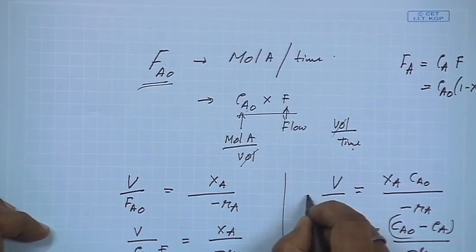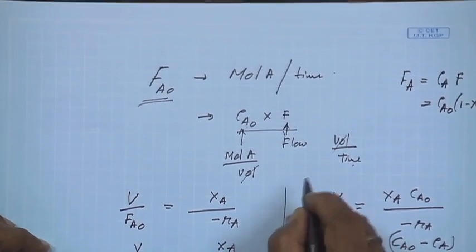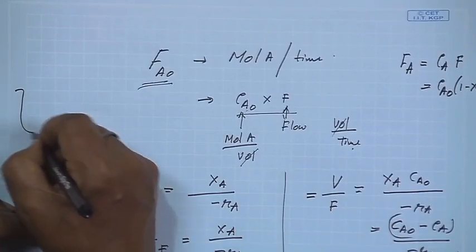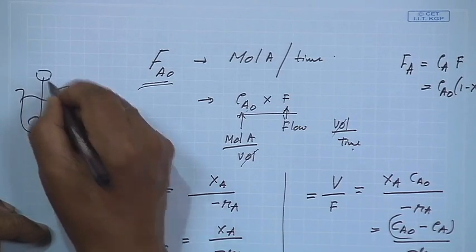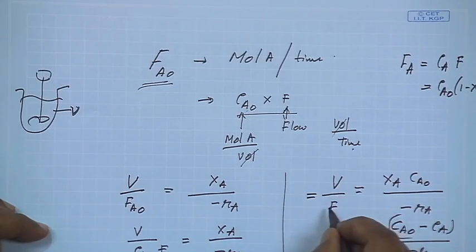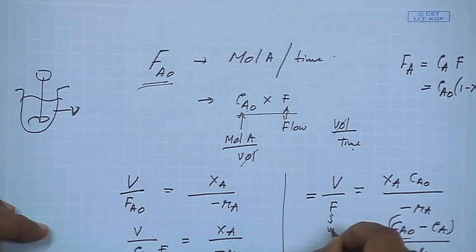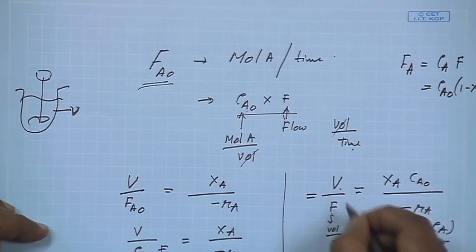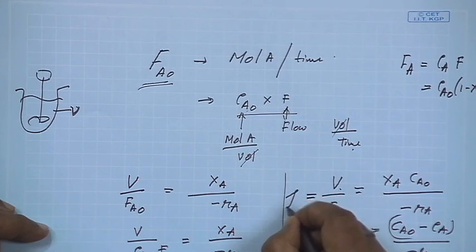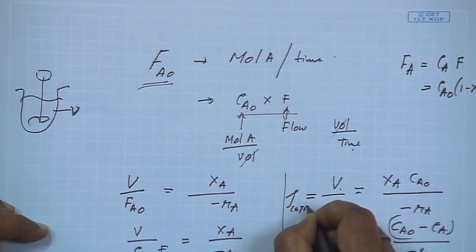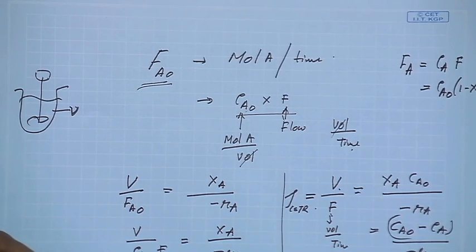Now, if you look at the unit, V is the working volume of the liquid in your reactor. F is the volumetric flow rate. What is the unit of volumetric flow rate? Volume per unit time. Am I right? And the unit of V is volume, so the volume will cancel. This will be time, and this is called tau CSTR, the space time.